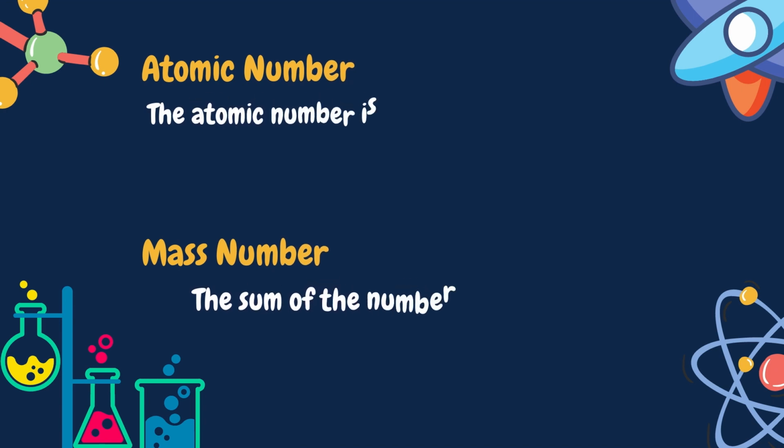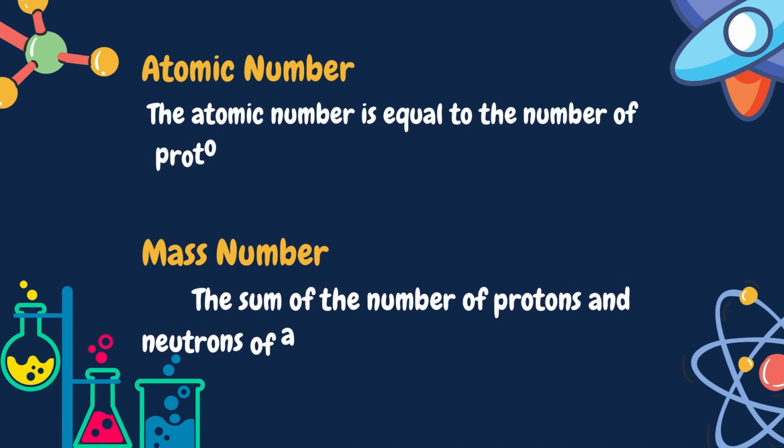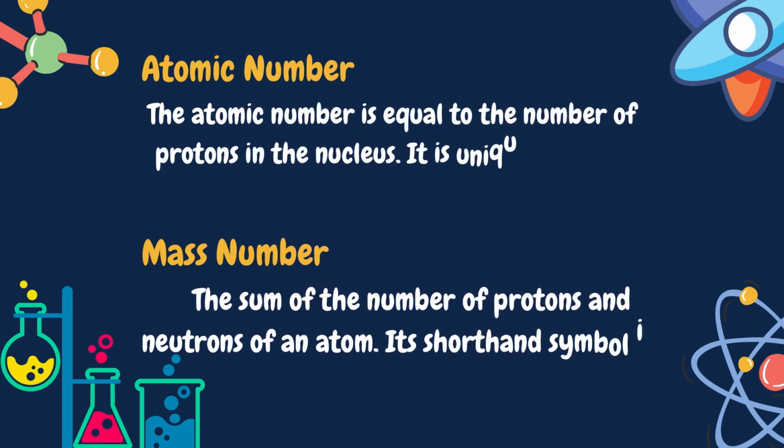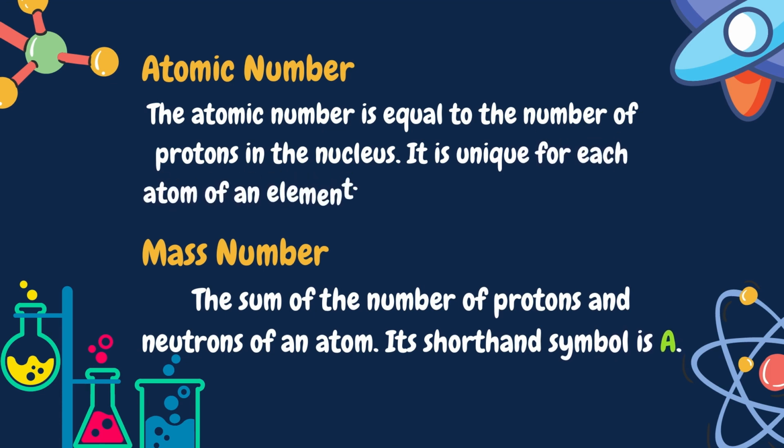What is atomic number and mass number? Atomic number is equal to the number of protons in the nucleus. It is unique for each atom of an element. Its shorthand symbol is the letter Z. Mass number is the sum of the number of protons and neutrons of an atom. Its shorthand symbol is the letter A.